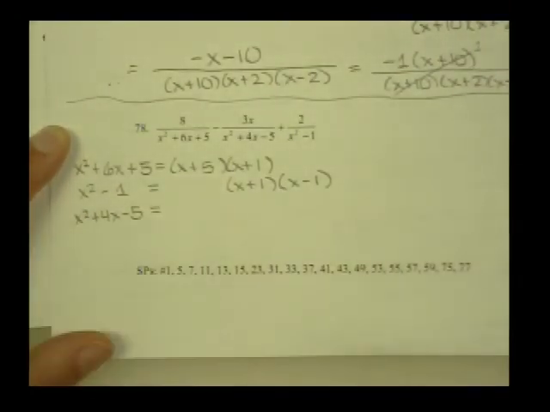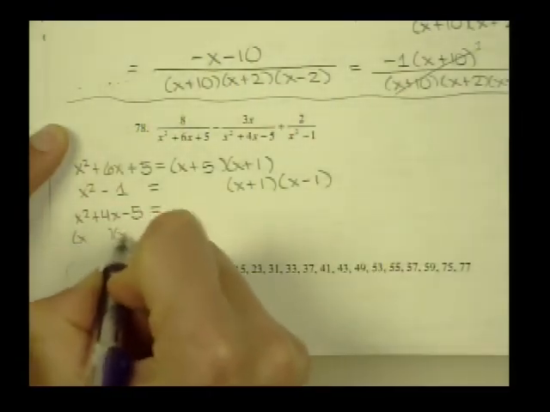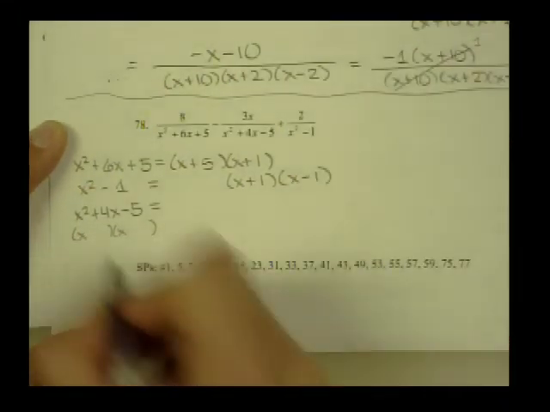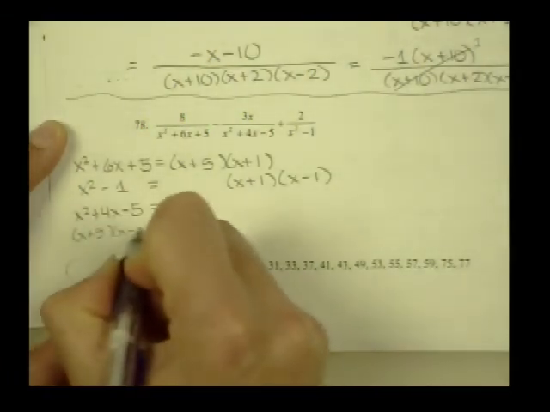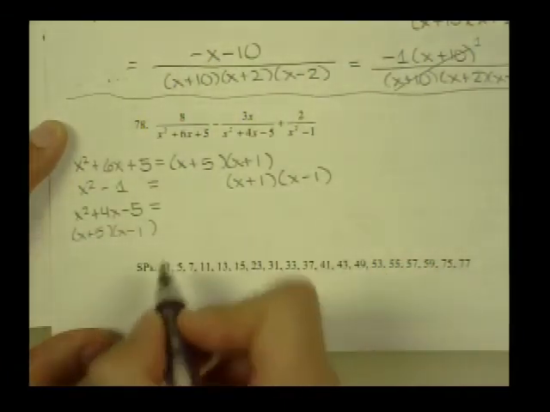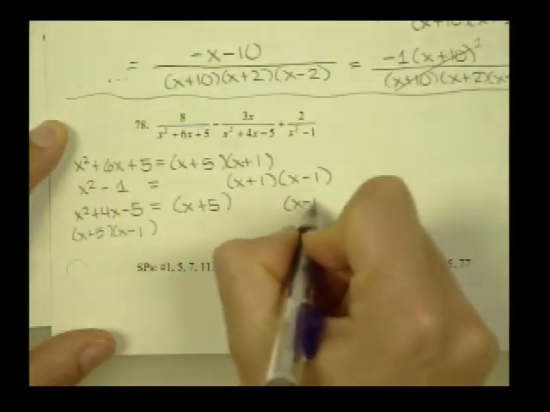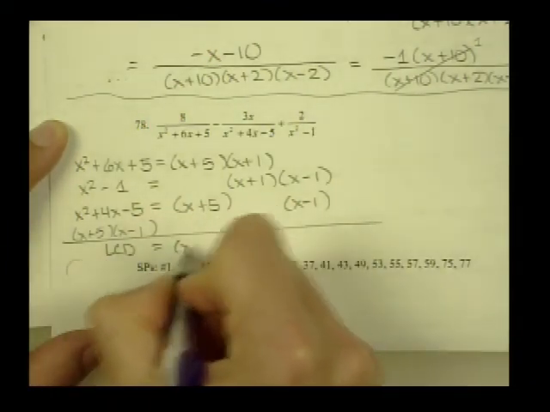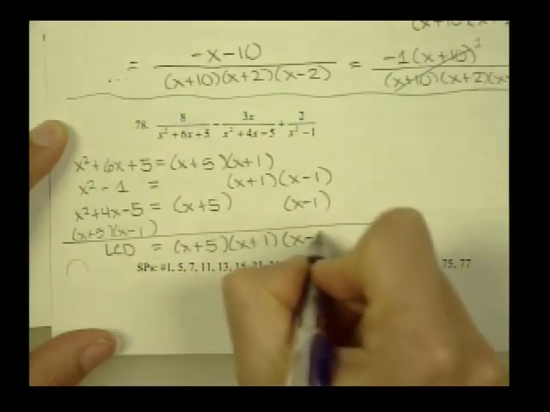I'll do it as scratch work underneath, and then I'll line them up under the right places. So it'd have to be x and x. What would the signs be? Plus and minus. What goes with the plus? 5. And 1 goes with the minus. And we have places for each of those factors already. X plus 5, x minus 1. So our LCD is x plus 5, x plus 1, x minus 1.